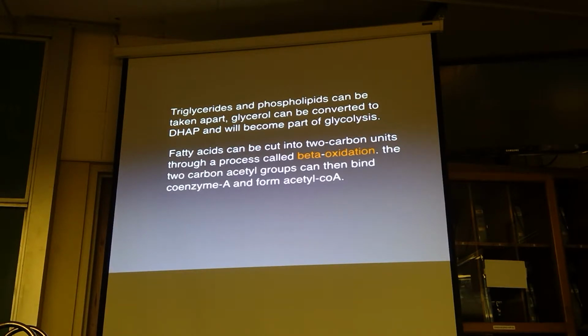The fatty acids, these long chains of carbons, they're actually hydrocarbon chains, those can be cut into 2 carbon units using a process called beta oxidation. So beta oxidation cuts these long chains of fatty acids into 2 carbon units and puts oxygen on them so that they are again acetyl groups. Those can bind with coenzyme A and you get acetyl-CoA. So lipids can also be used as an energy source.